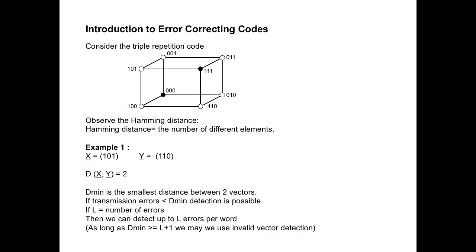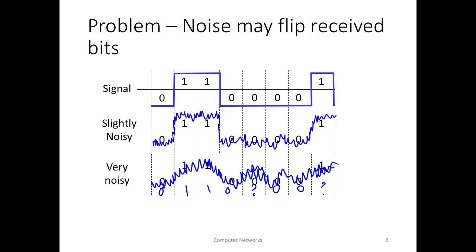D min is the smallest distance, that's Hamming distance, between any two vectors. If the transmission errors are less than the Hamming distance, then detection is possible. But that's detection. If L is equal to the number of errors, then we could detect up to L errors per word as long as D min is greater than L plus 1. So this is an invalid vector detection or error detection mechanism.